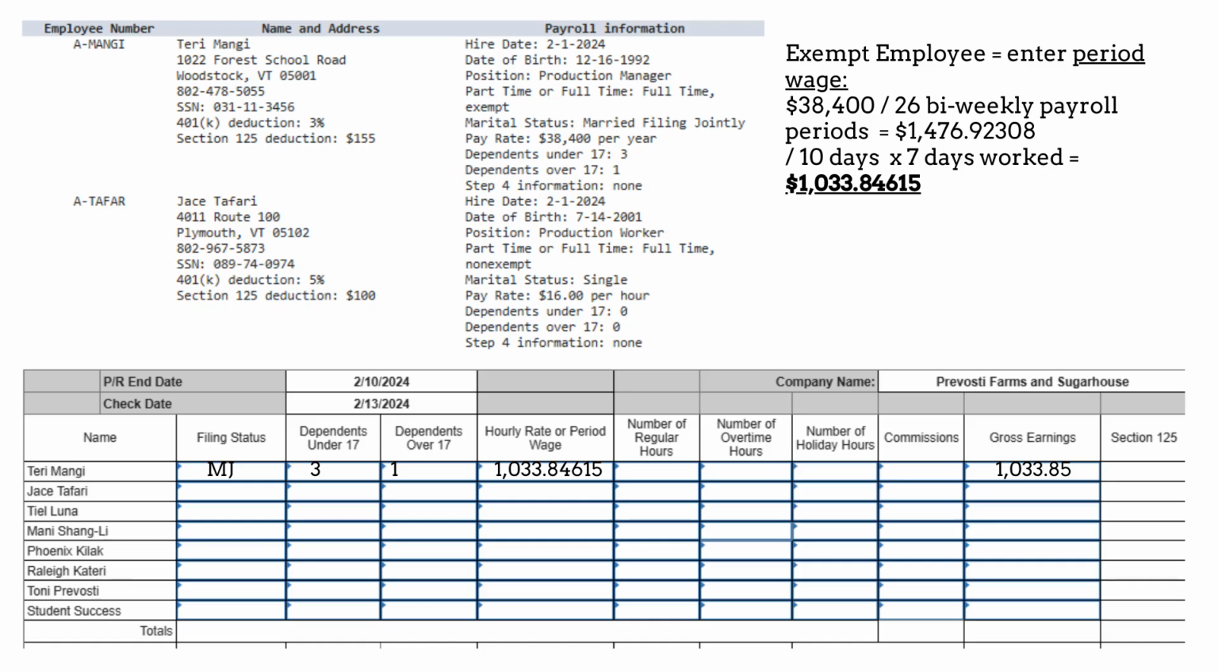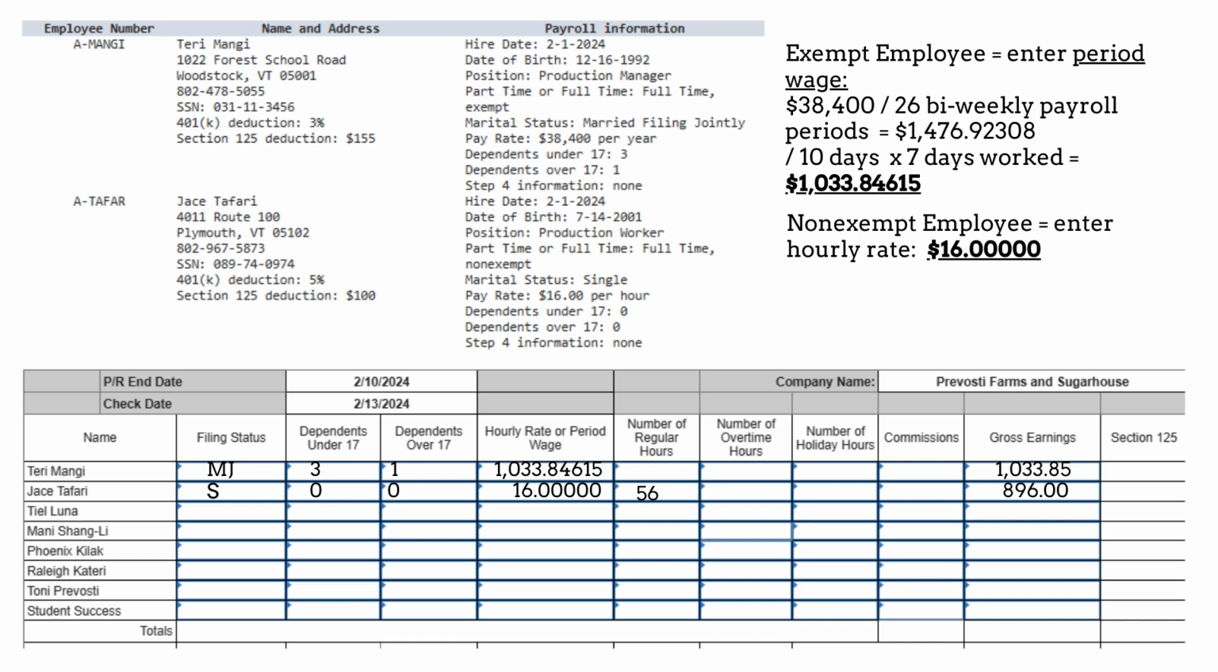The next employee is Jace Tafari, who is a non-exempt employee. Jace is single and has no dependents. We enter the hourly rate into this column and 56 hours into the column labeled regular hours. We now multiply the 56 hours by $16 and arrive at the gross earnings of $896.